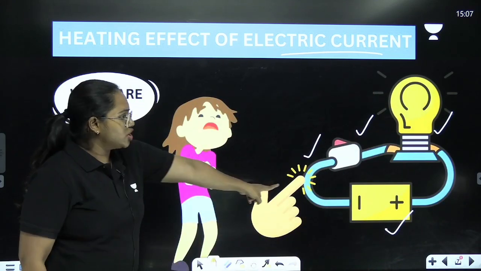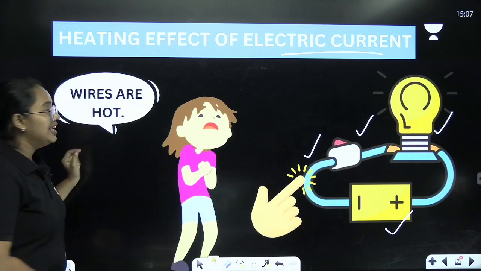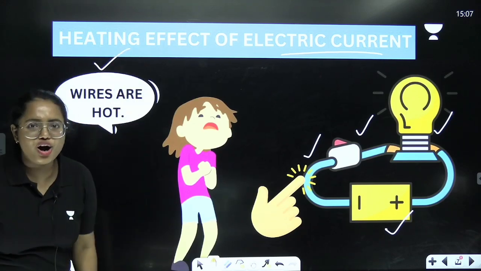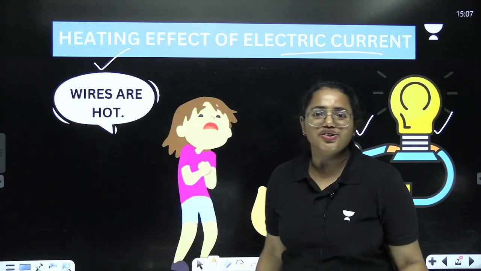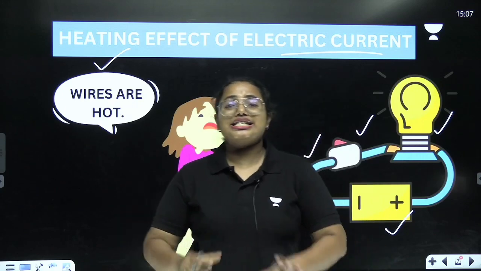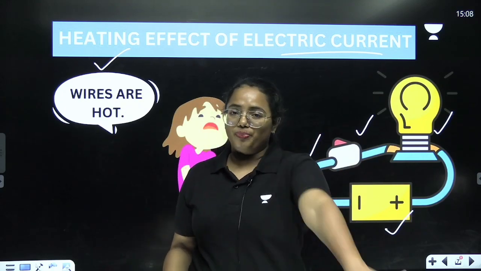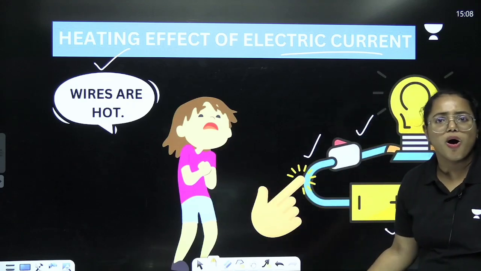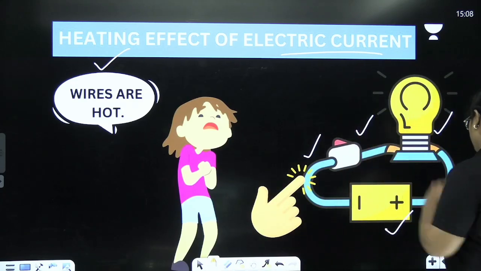And if I try to touch the wires, oh, the wires are hot. Yes, wires are hot. But how? That's a very important thing. But don't try to experiment with this at home. This has been given for your reference. Please don't try this at home. Wires become hot. That's where we need to understand the heating effect of electric current.